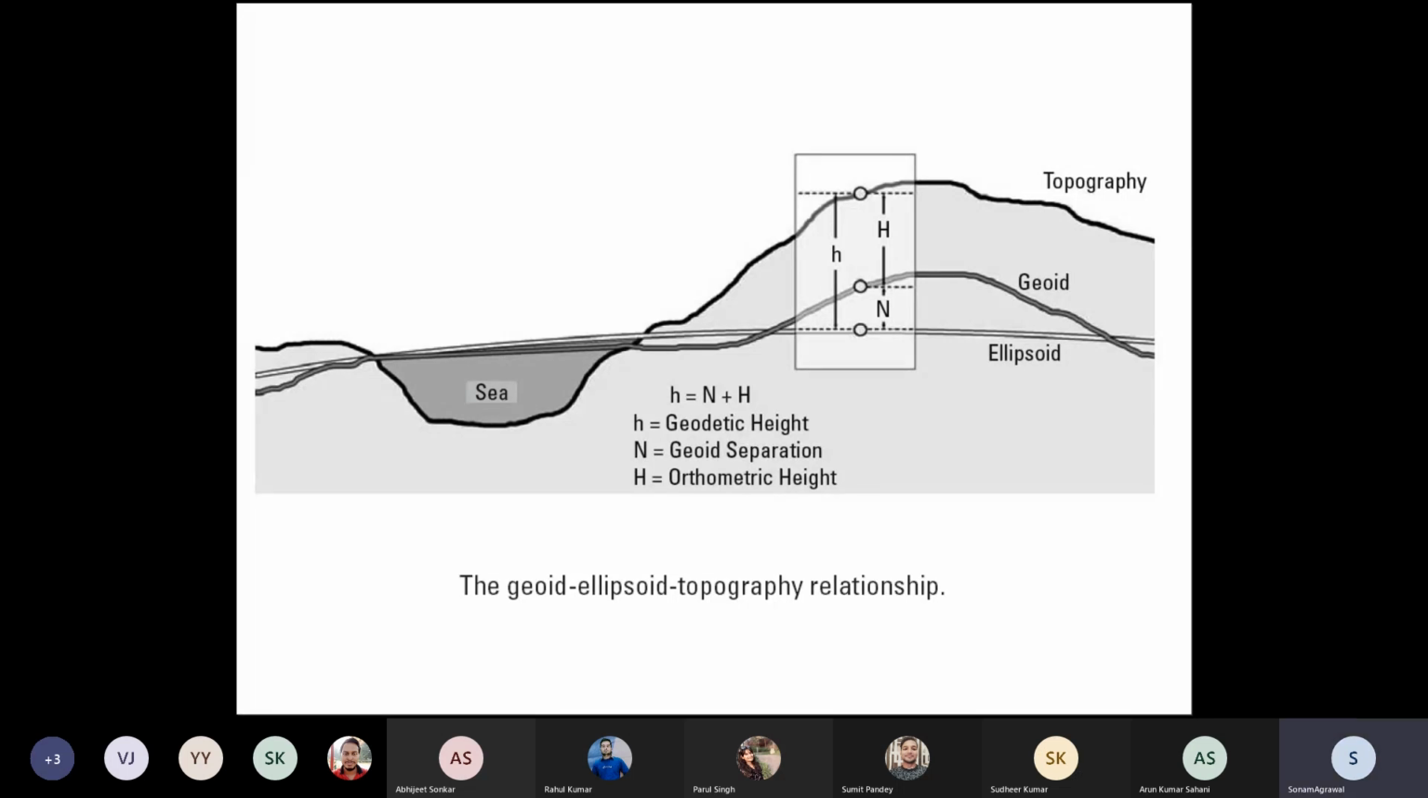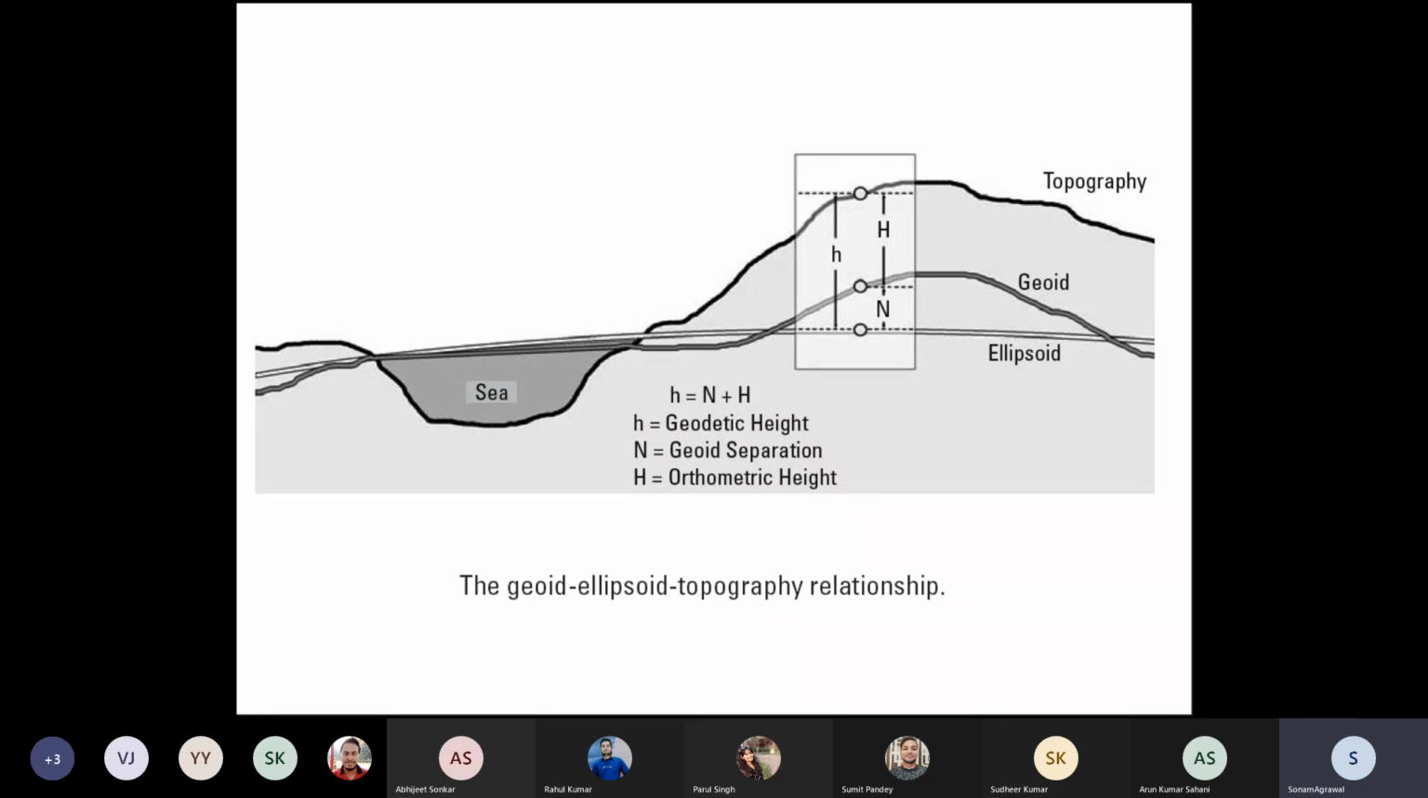Topography. Yes, obviously it is the topographical surface. The rest of the surfaces, ellipsoidal and geoidal, are all imaginary surfaces that are given for different types of mathematical calculation and positioning purposes. But if you go to the real world, what will you find? You will find the topographical surface.